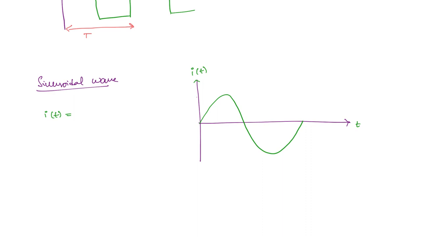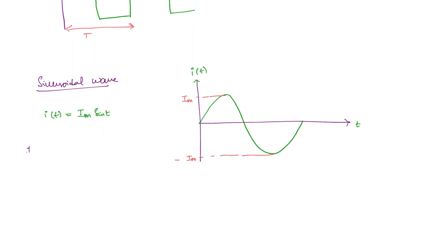Here you can take this maximum value to be Im. What will be the value here? It will be minus Im. So I of t is equal to Im sine t. Whatever the time axis is here, that we should represent here. But there is one very important term which is called the frequency. We need that to be included in this expression. So how to include it? In order to know that, first we will see what is meant by the frequency.